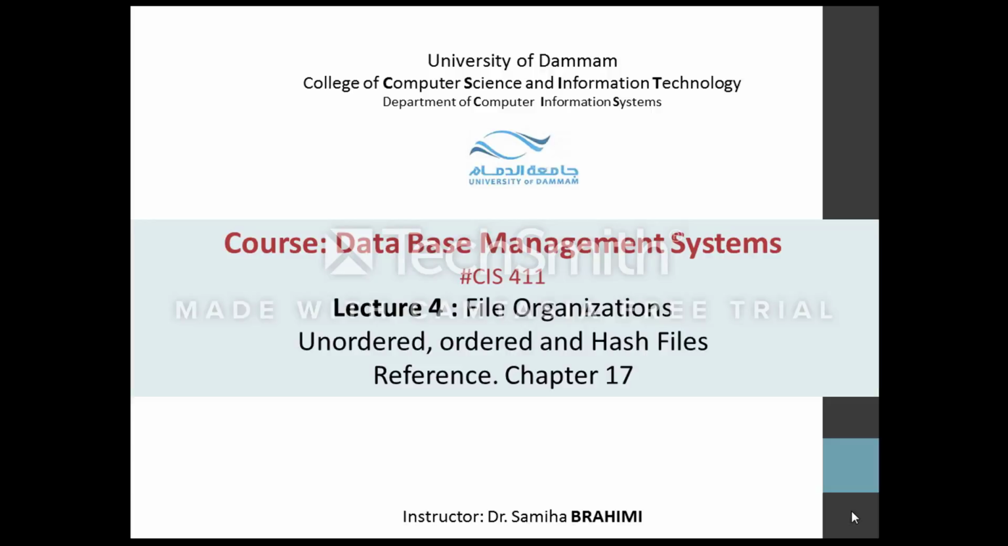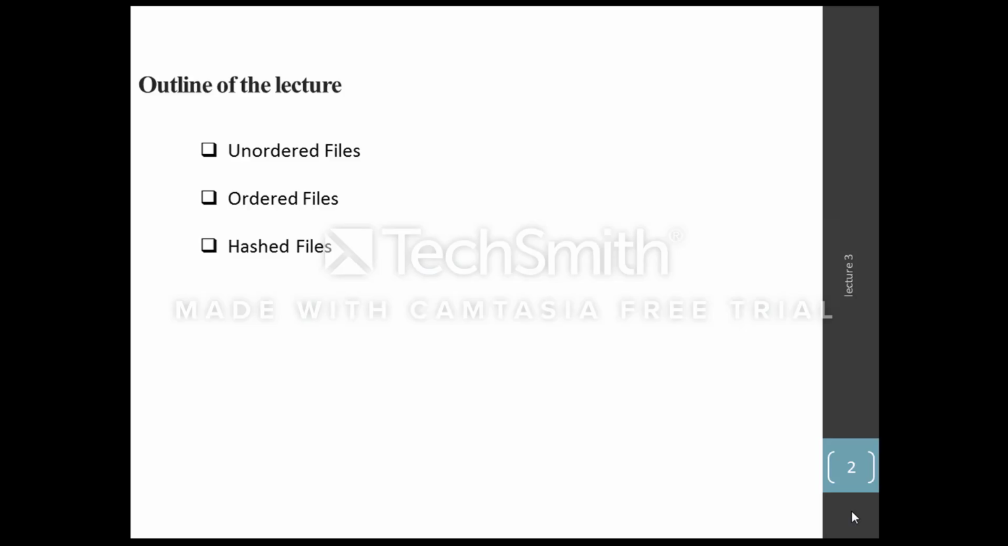In this video, we are going to talk about Chapter 17, File Organizations. File organizations has three types of files: unordered files, ordered files, and hashed files. In unordered files, or unordered records, records are placed in the file in the order in which they are inserted. So new records are inserted at the end of the file. Whenever we want to add a new record to a file, we go to the last record in the file and we add the new one below the last record.